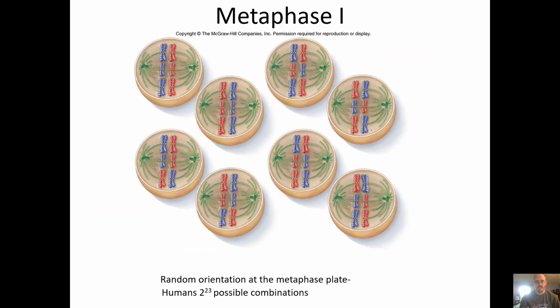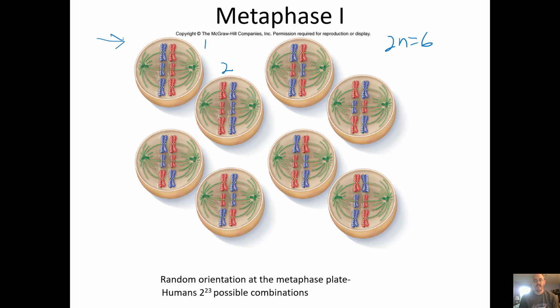So let's look at another example. Here's an example of a cell of 2n equals 6. And here are all the different ways that maternal and paternal chromosomes could line up. So here's combination number 1, all paternal on the left, all maternal on the right. Combination 2 is just the mirror image of that. But then there's all these other different ways they could line up.